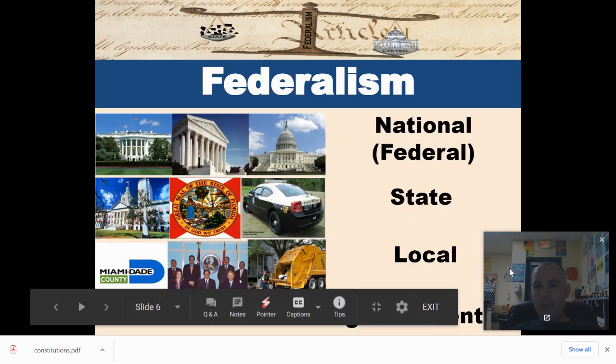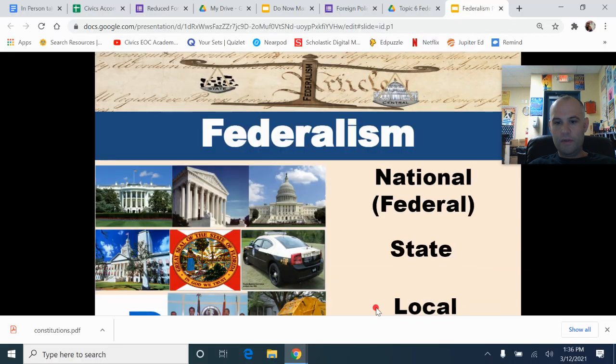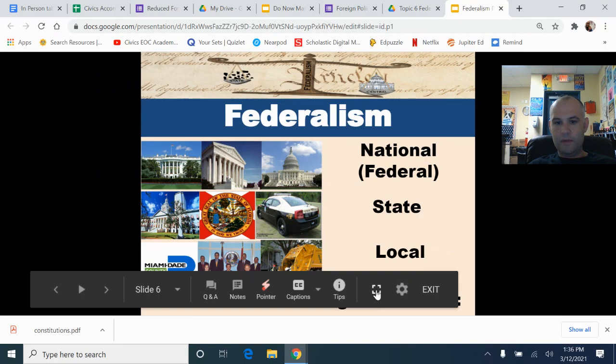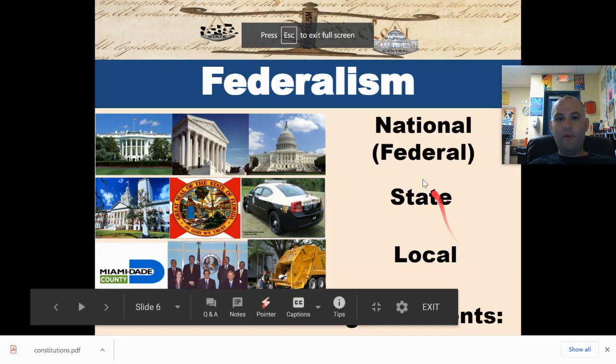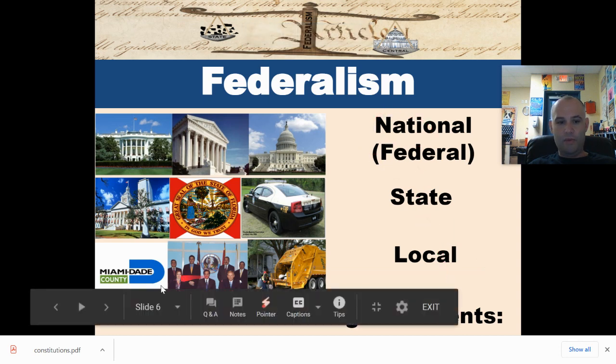All right, so we have three forms of government. We have a national government, a state government, and a local government.